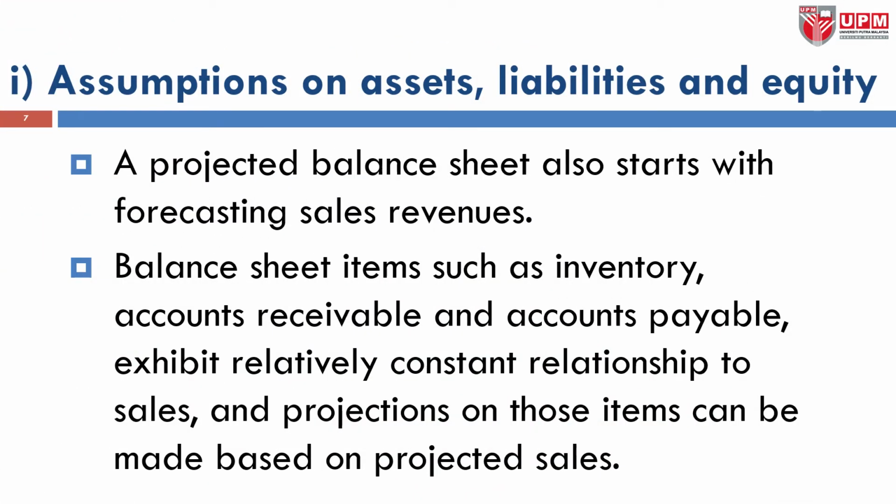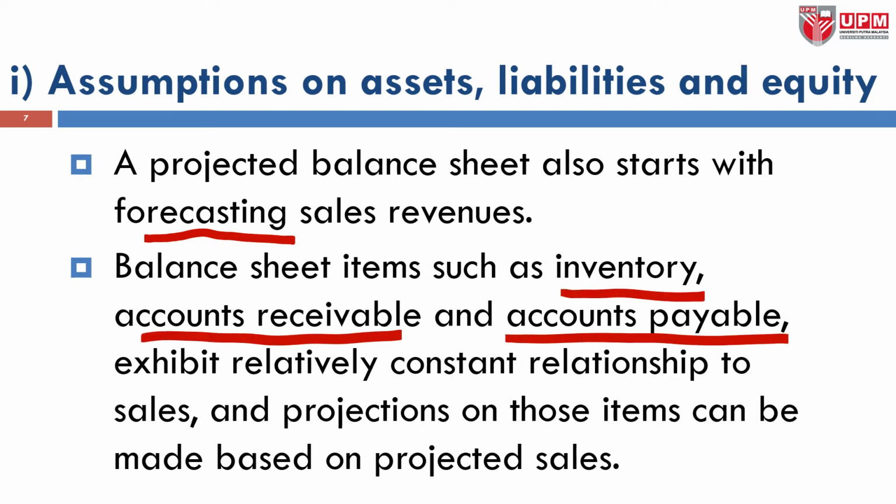The projected balance sheet also starts with forecasting sales revenue. So you forecast the sales revenue. You predict how much the sales are going to be in the future. Balance sheet items such as inventory, accounts receivable, and accounts payable exhibit a relatively constant relationship to sales. If the sales go up, these items will also go up. And projections on those items can be made based on projected sales.